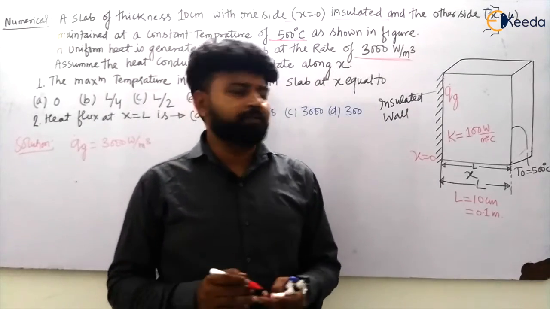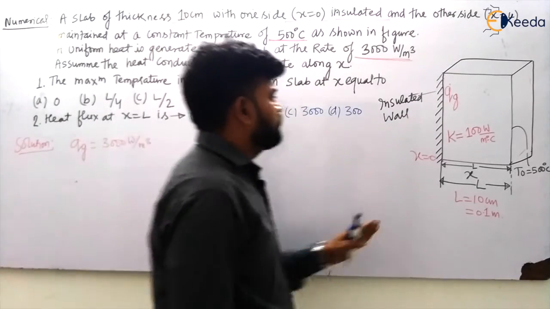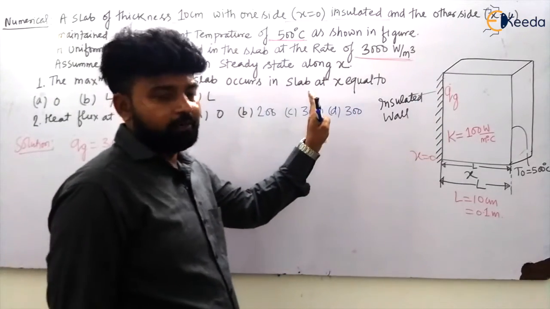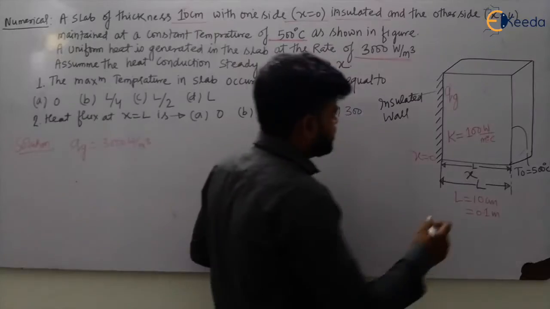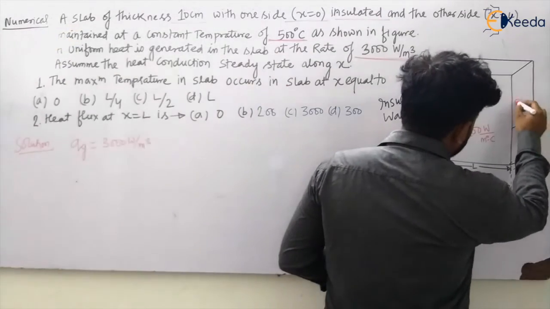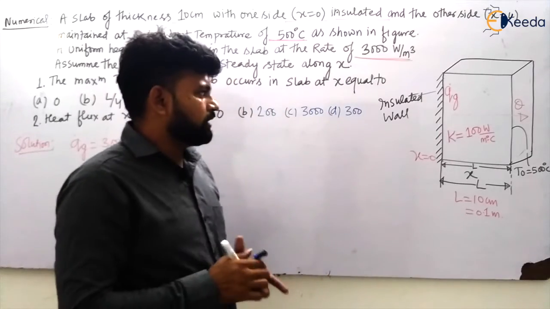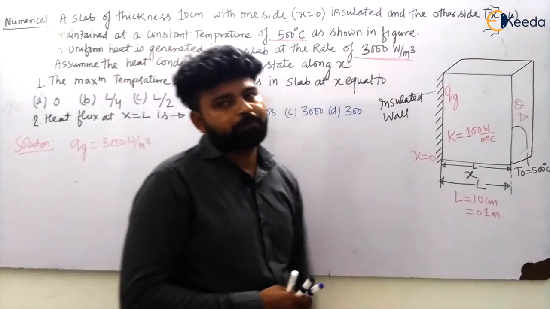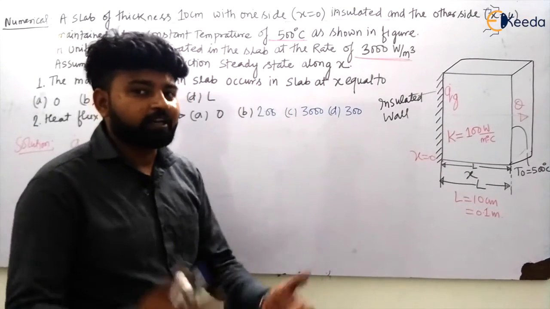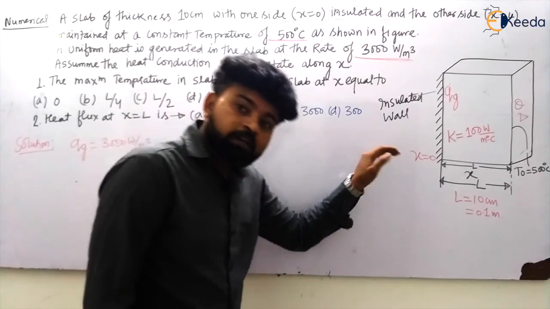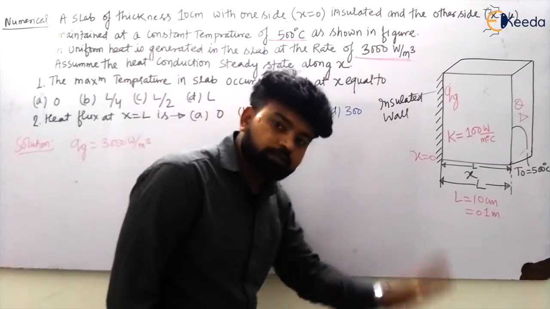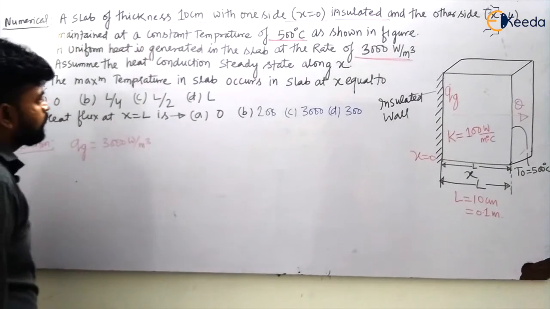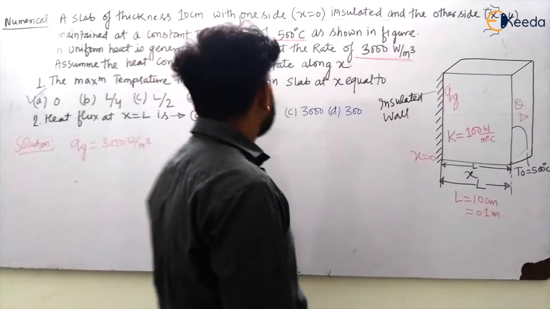We have seen in the previous videos that when the wall is insulated, there will be no heat transfer to this side. So all the heat will be transferred to this surface because it is one dimensional heat transfer. So what will be the maximum temperature? The maximum temperature will be at x equal to 0. Some of the students will calculate, but the temperature will be maximum at 0, my dear students. So option A will be correct. Now let us see the second case.